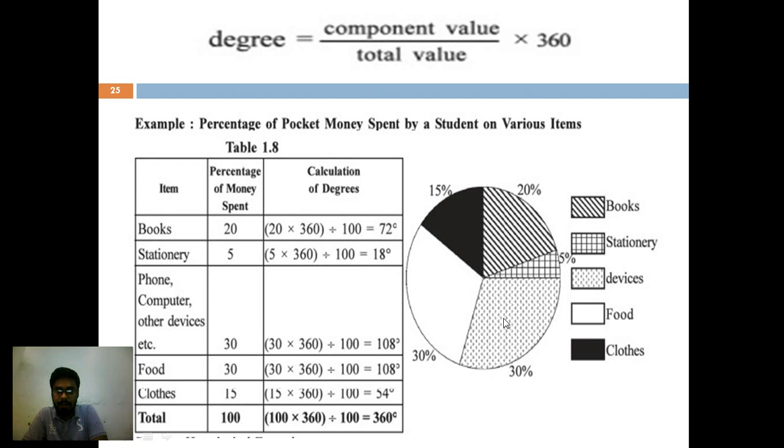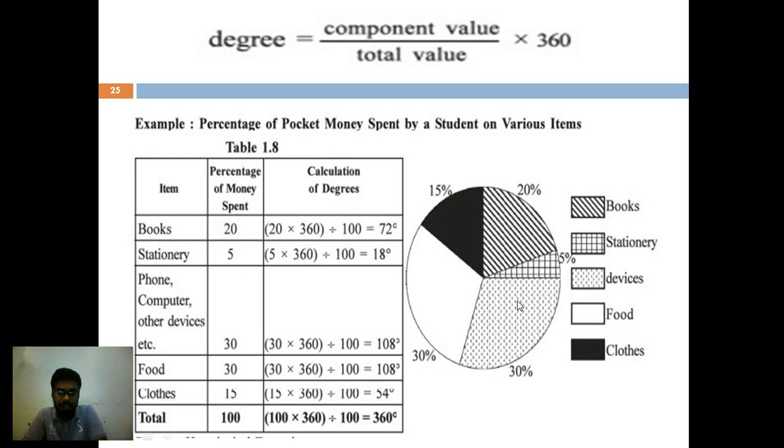Now you can see this is for books. Second, this is for the stationery. Stationery is of 5%, that means 18 degrees. So 18 degrees is here. Now this is for the phone, devices, computer and everything. We have spent 30% of our money, that is 108 degrees. So this is 108 degrees.